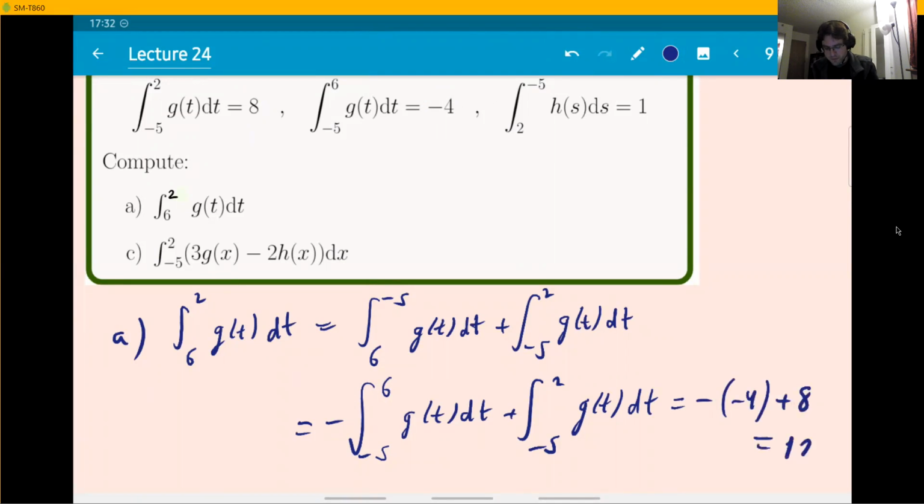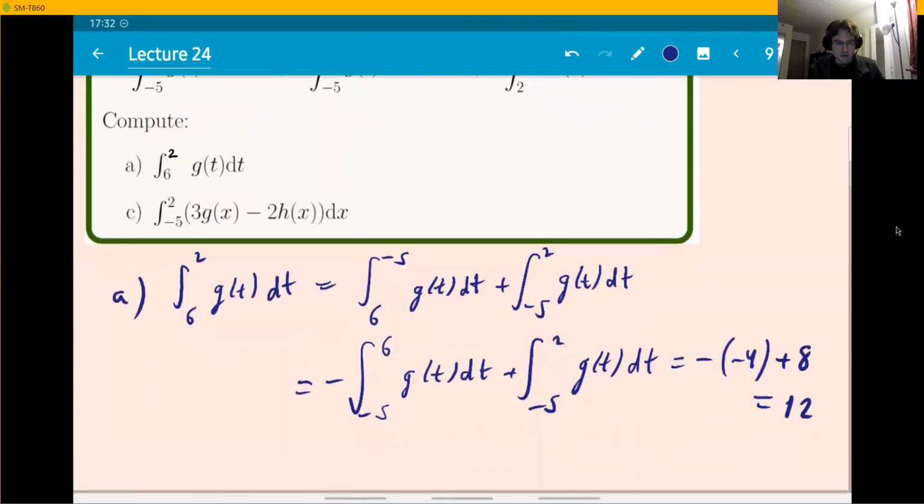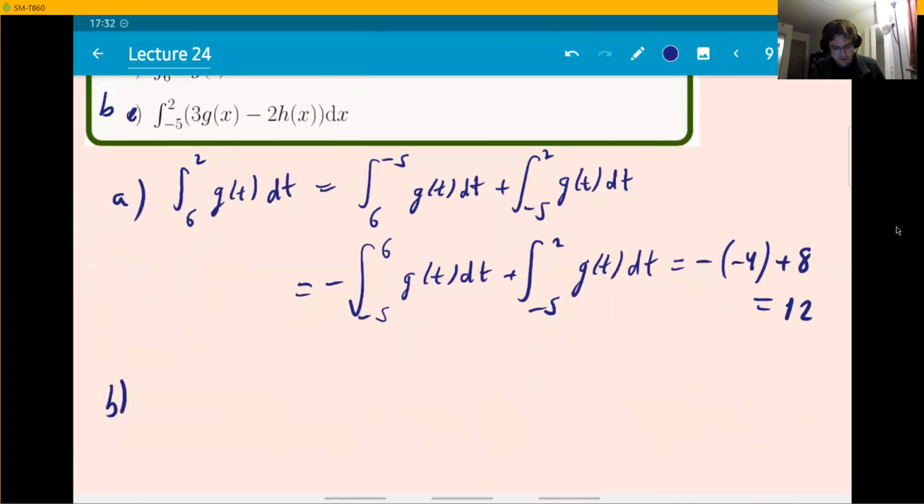So 12. And I don't know why I have item C here. It's item B. The second item is the integral from minus 5 to 2 of 3 times g minus 2 times h. So the first thing that you can do is open up like this.